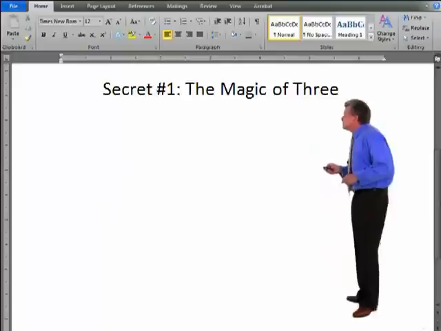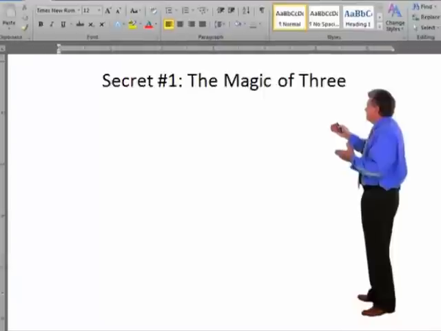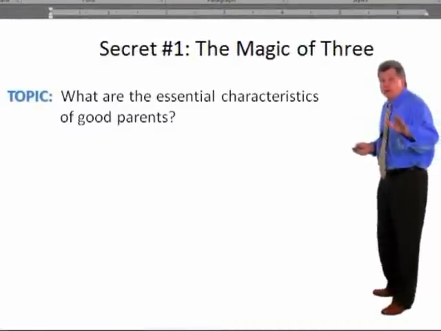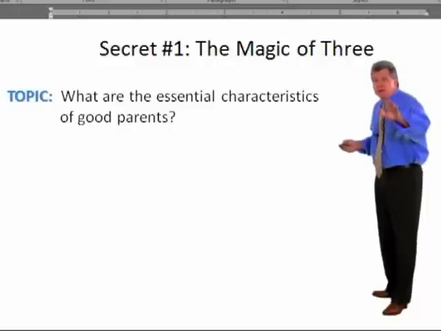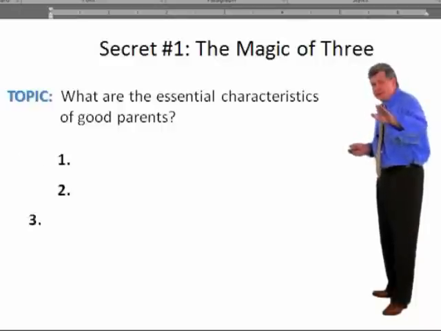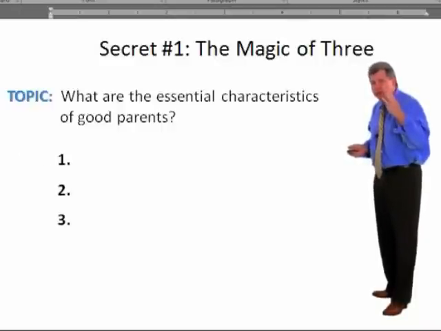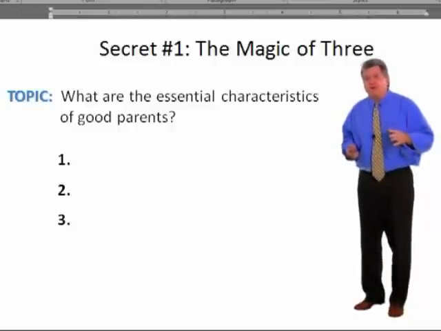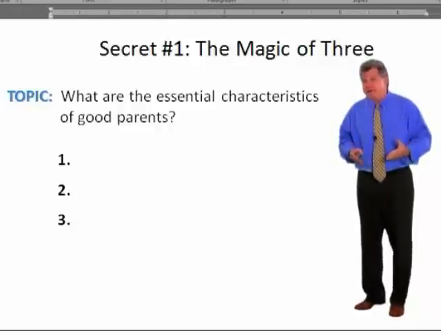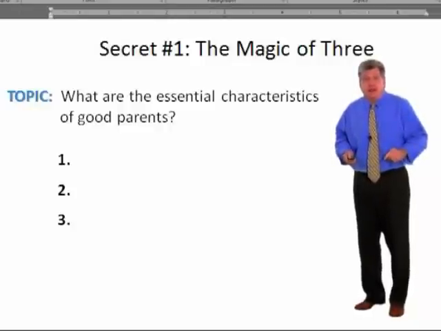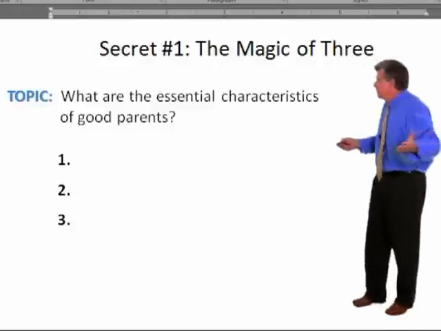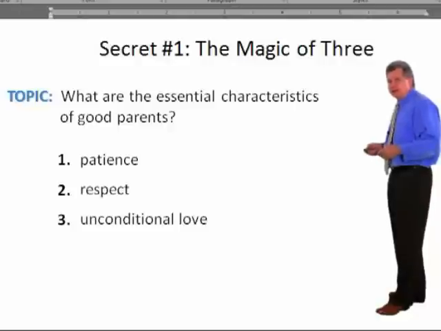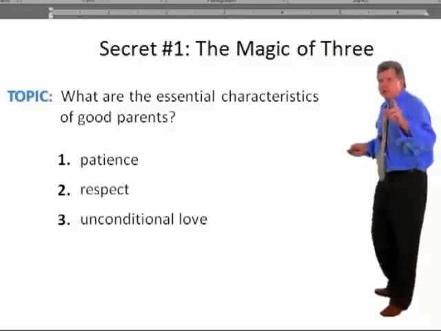Let's pretend that you're given a general topic like this one. What are the essential characteristics of a good parent? Okay, before you do anything else, you apply the magic of 3. Boom. 1, 2, 3. In other words, you're going to come up with 3 things and 3 things only. Sure, there are more than 3 characteristics of good parents, let's hope. But the point is, when writing this 5-paragraph essay, you're going to limit yourself to 3. And they can be the 3 you consider most important. Something like patience, something like respect, something like unconditional love. Again, there can be more, but limit yourself to 3.